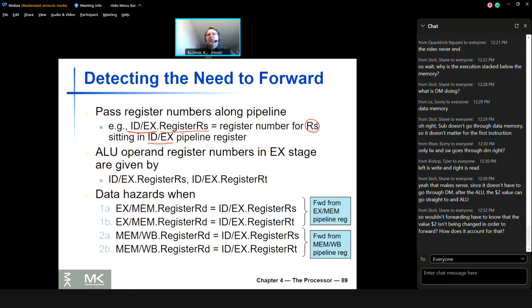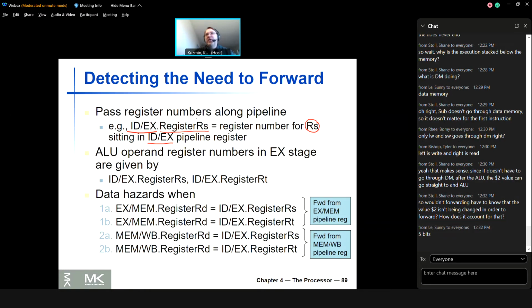So here's a quick question. How many bits is register RS? Yeah, it's 5 bits exactly. Thank you. We need 5 bits to encode each of the general purpose registers, which in the general instruction format we denote as RS, RT, and RD. Each is 5 bits because we have 32 general purpose registers. So ALU operand register numbers in the EX stage would be given by register RS and register RT. But please pay attention to which register this field, RS or RT, is part of.